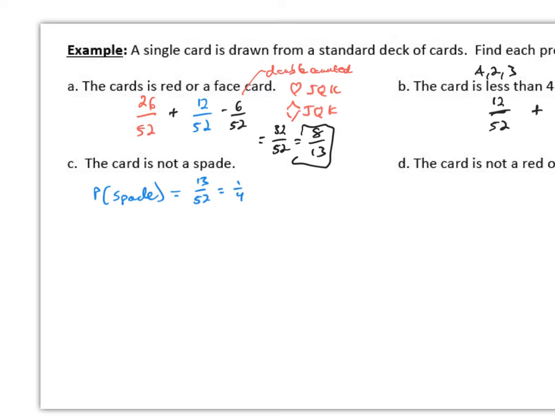Now, if I want to find the probability that the card is not a spade, then to answer this question, what I need to do is basically find the probability of the complement of this event, E. So it's going to be 1 minus 1/4, and 3/4 is the probability that the card is not a spade. Okay.